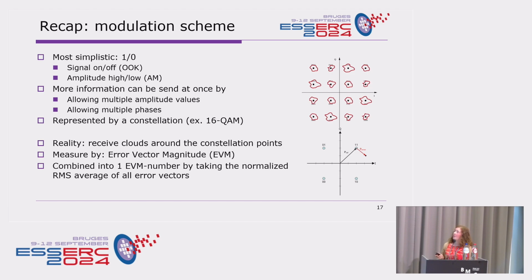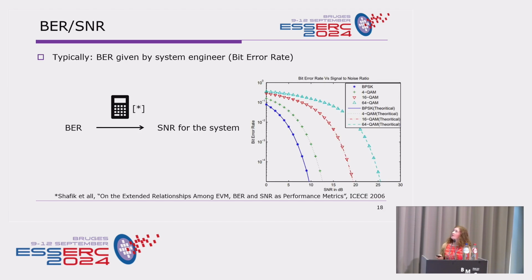And this I will come back on in the next slides. So next, we already translated that we need a higher bandwidth, but what other system specifications can we decide on? First of all, what we often do in design for millimeter wave is we go to our system engineer and we ask for a bit error rate.